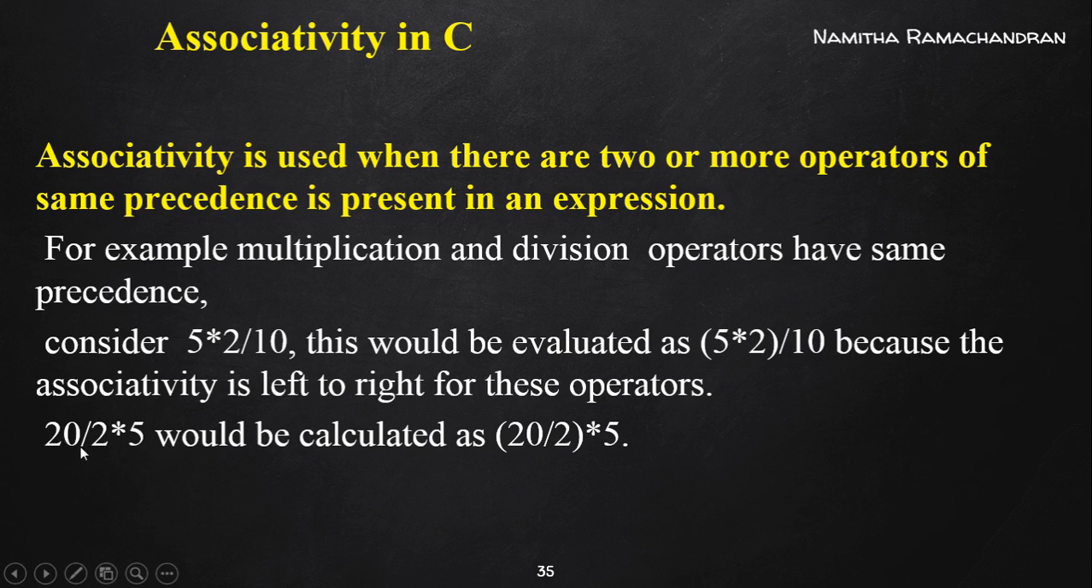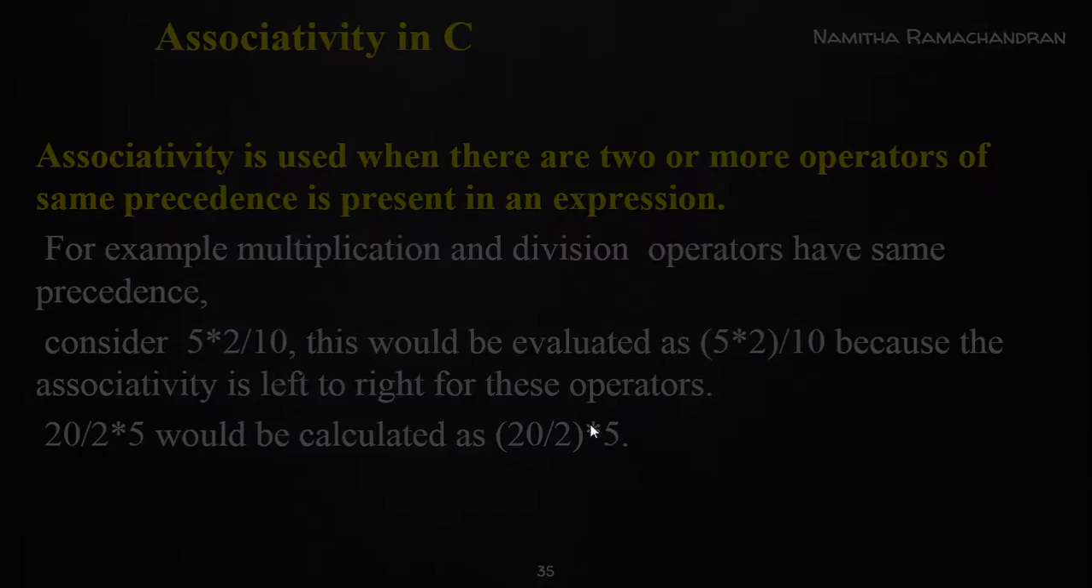Here is the next example: 20 divided by 2 into 5. Here also division and multiplication have the same priority. We need to evaluate 20 divided by 2 first, then multiply by 5. So this is about the associativity of operations.